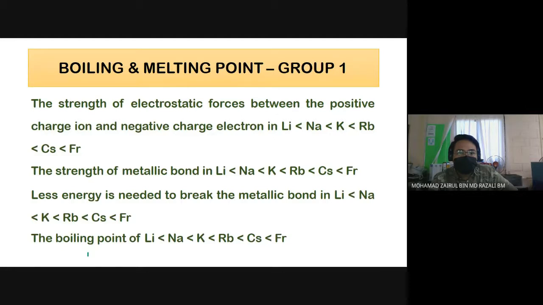Saya tersilap. Yang ni saya tersilap. Yang ni sepatutnya lithium stronger than. Okay. Ini saya tersilap sequence ni sebenarnya. Nanti saya betulkan.